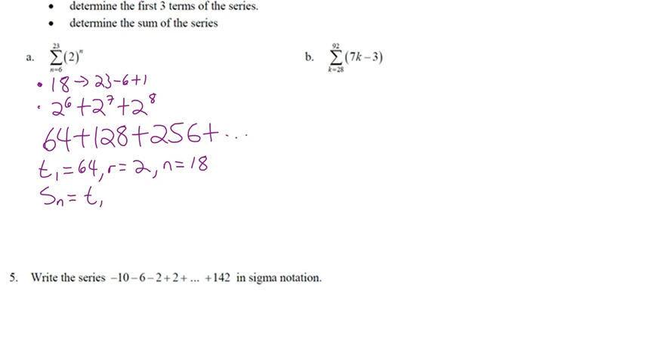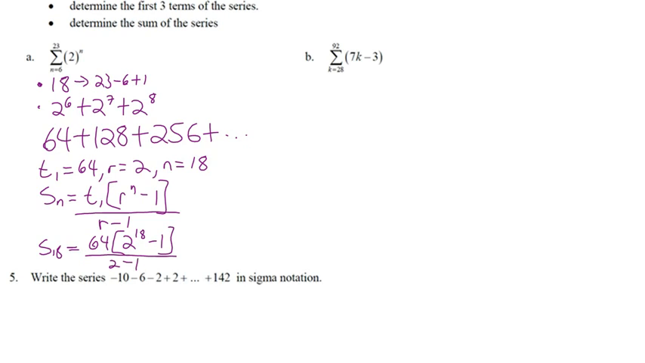T1 times R to the n minus 1 over R minus 1. Okay, now we can sub in. S18 is 64 times 2 to the 18th minus 1 over 2 minus 1. At least you don't have to do any dividing. Which is equal to some relatively large number.